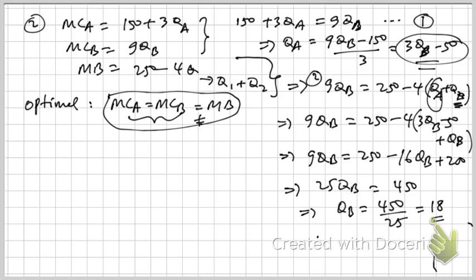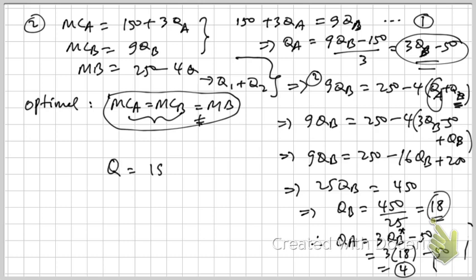Then this implies qa is equal to, remember, qa is 3qb minus 50. So 3 times 18 minus 50 gives you, I think, 4. This is 4. I think 3 times 18 is 54. Minus 50 is going to be 4. So this is the optimal point, and the total q is the sum of these numbers. So you get 22, I believe, to be the total production, right?